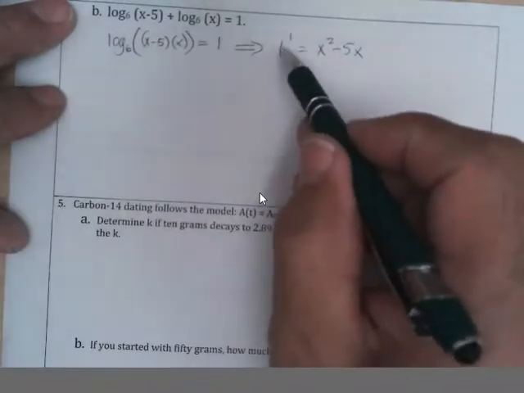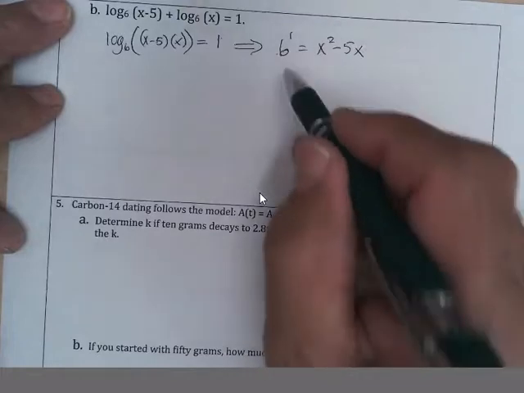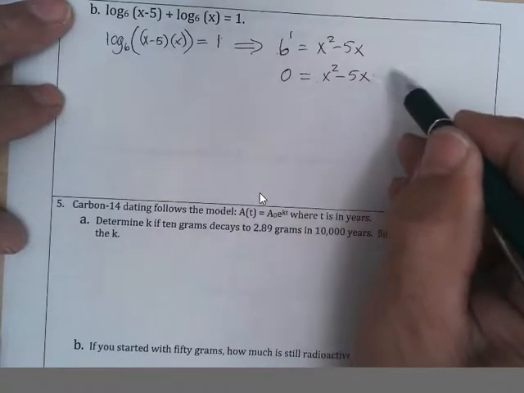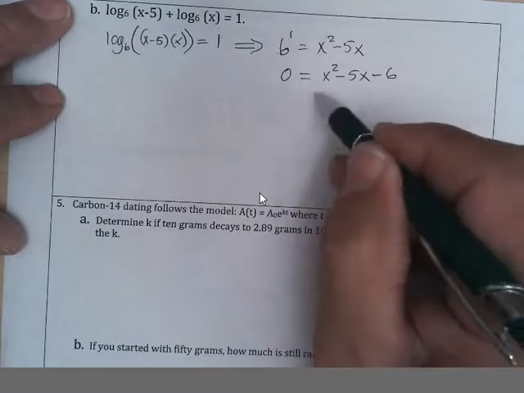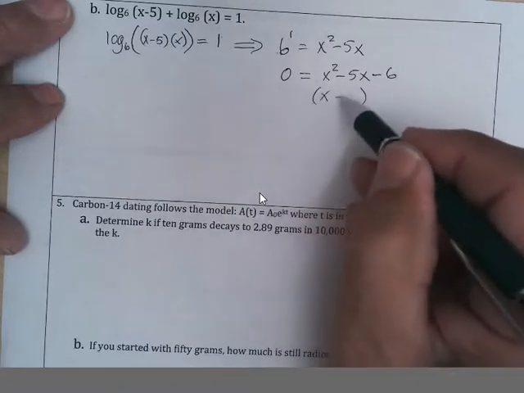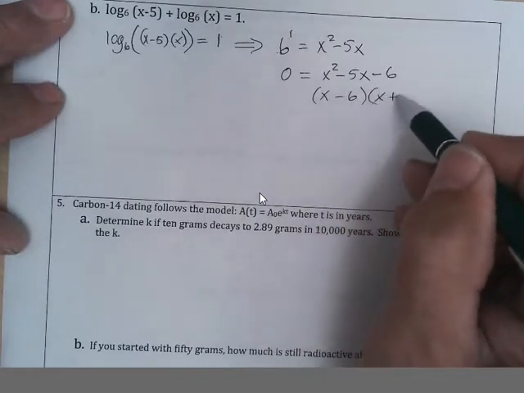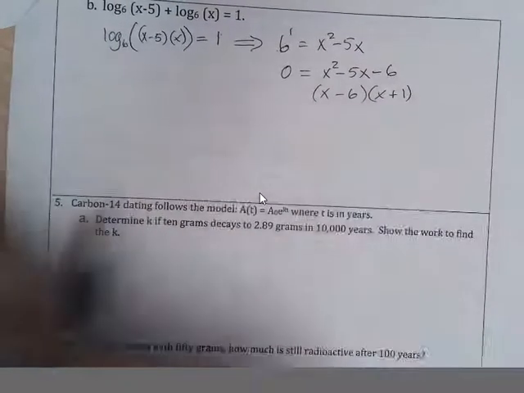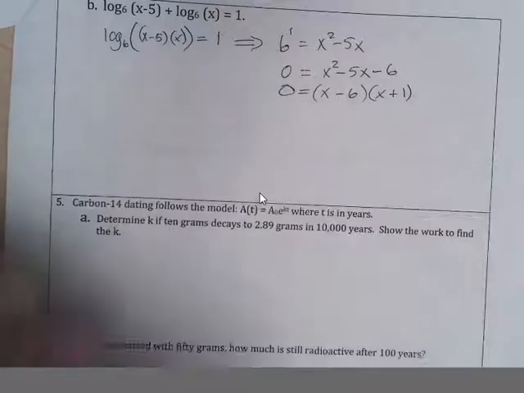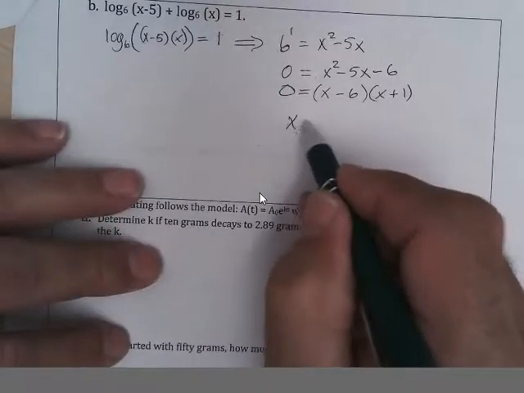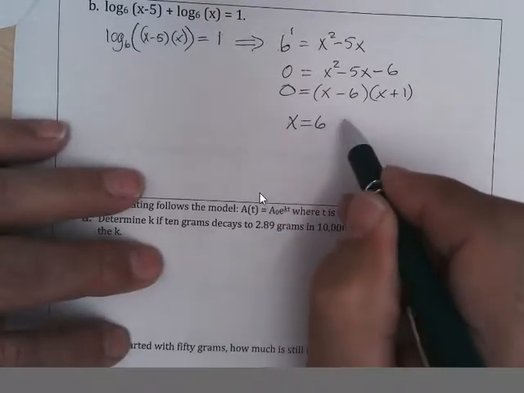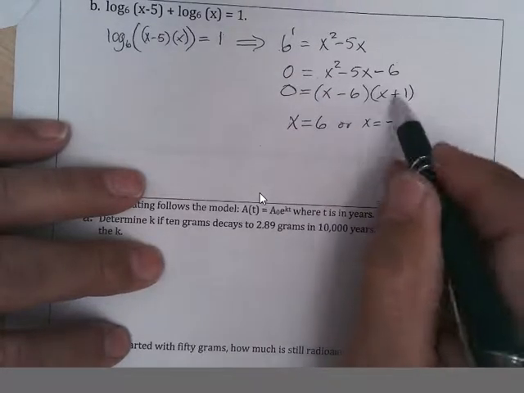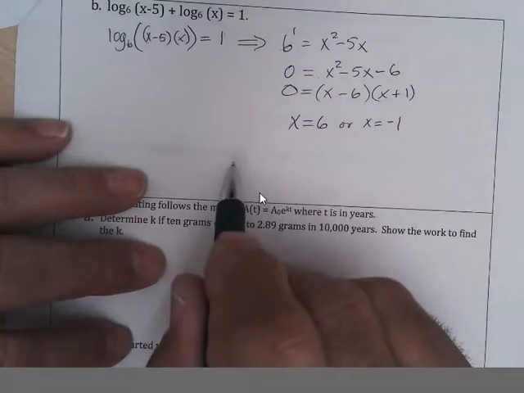Oh, that's just 6. I subtract it since I got a quadratic, and we get 0 equals x squared minus 5x minus 6, which factors to x minus 6 and x plus 1. You can graph it, you can use the quadratic formula, but anyway, that's what we're trying to make 0, which says x would have to either equal 6 or negative 1 to make that 0.